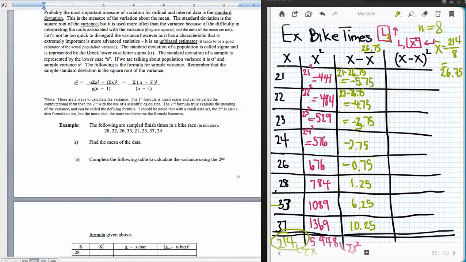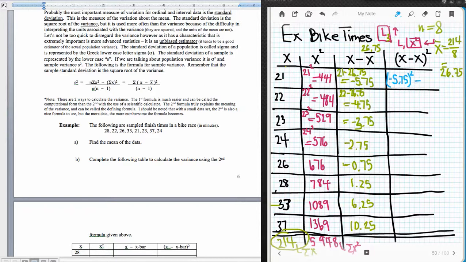So we're going to go ahead and square them. What you're going to do in this next column is take the value in the third column, negative 5.75, and square that value. And then you're going to square this value and this value and this value and so on and so forth.